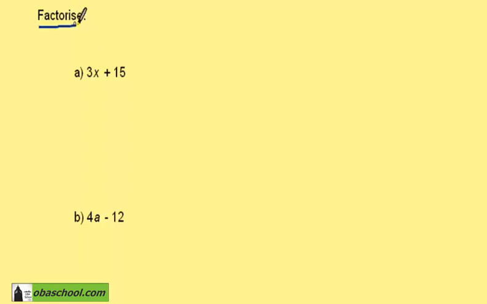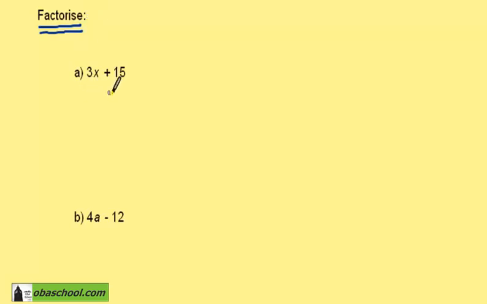In this section, we're going to be looking at factorizing. Factorizing is the reverse process to expanding brackets. So we're going to be taking expressions and putting them back into brackets. The first thing we want to look at is 3x plus 15. We're going to factorize 3x plus 15.